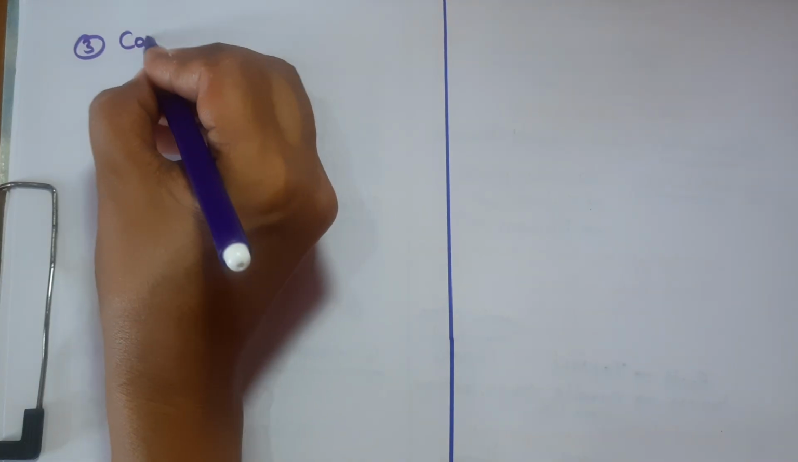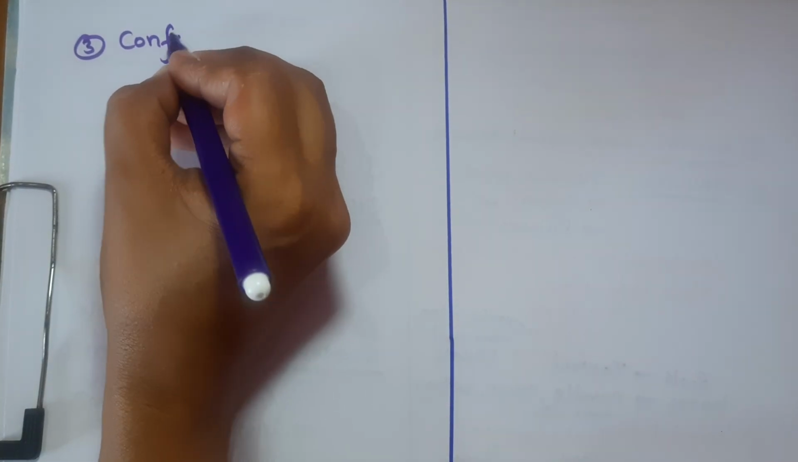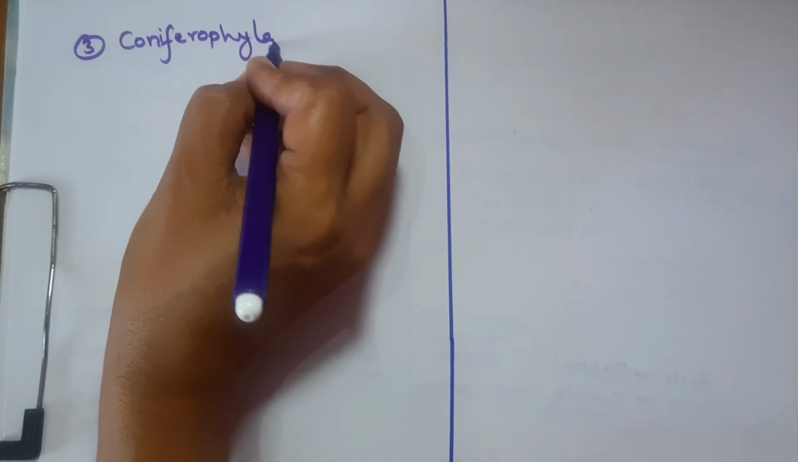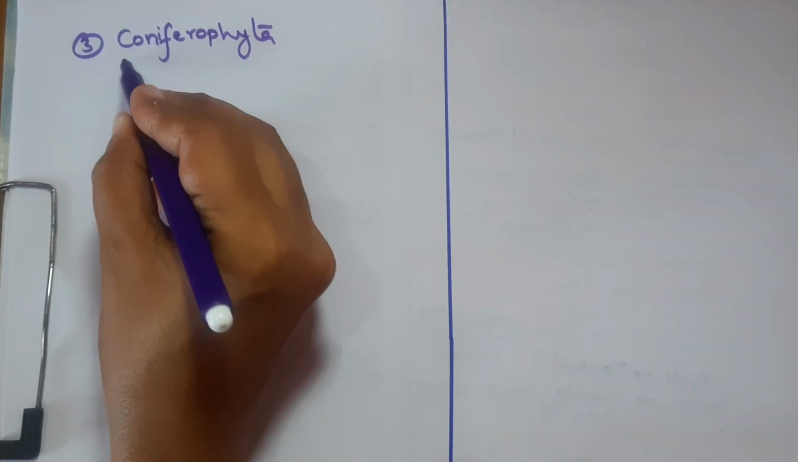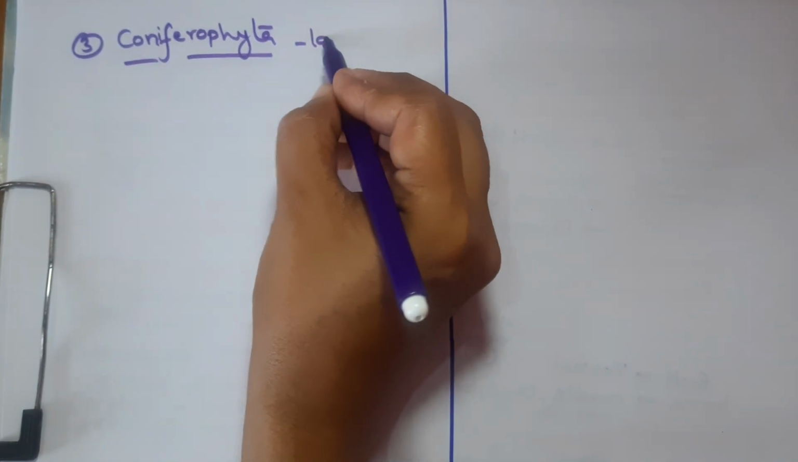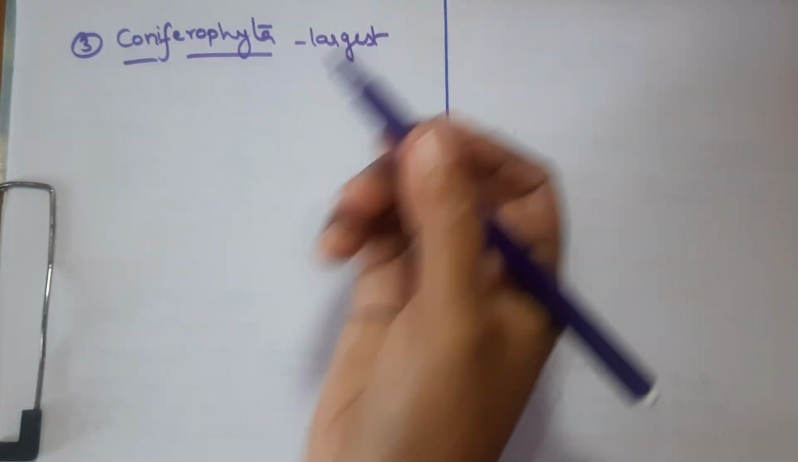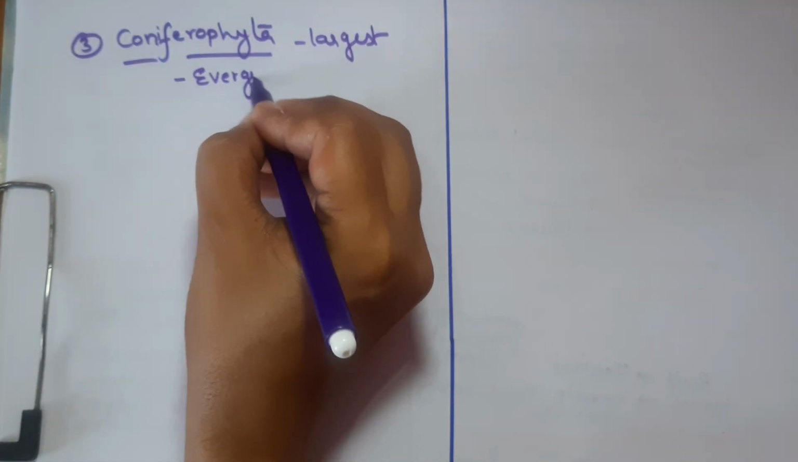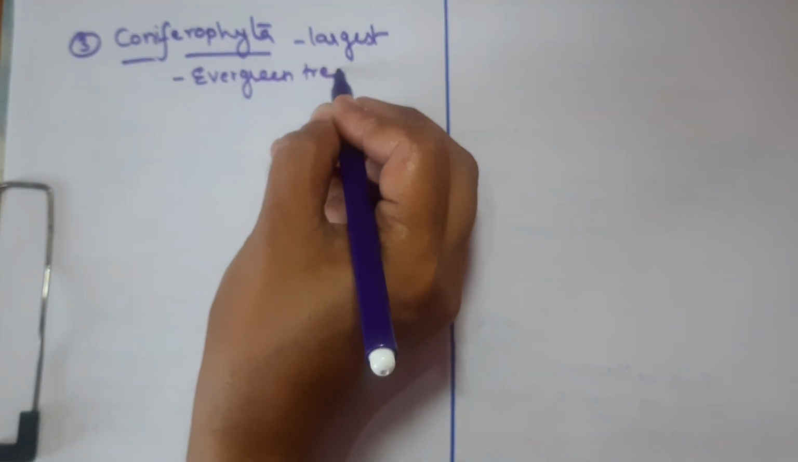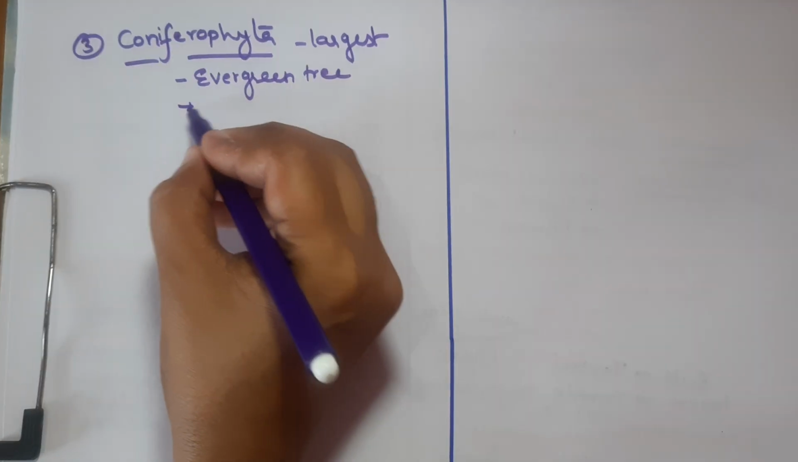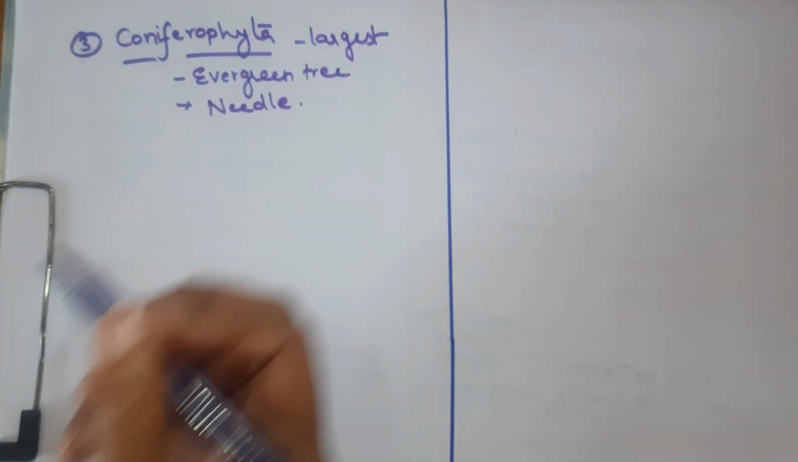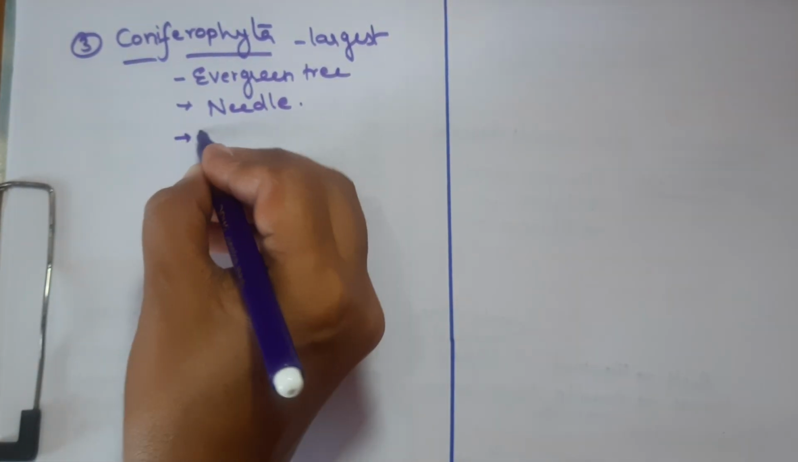Okay, the third group includes the Coniferophyta, or the conifers. And this represents the largest group. This is the largest group of gymnosperms, and they mostly contain evergreen trees. And the leaves are like needles. This is to conserve water. And they are monoecious in nature.